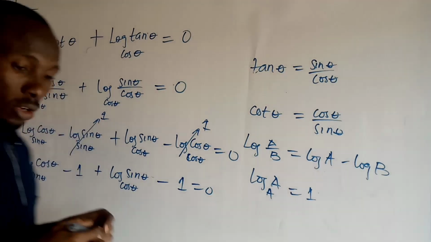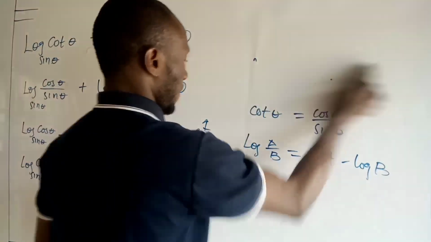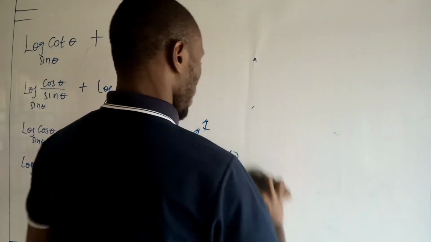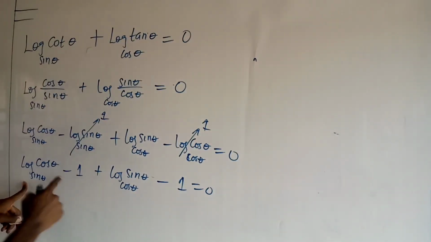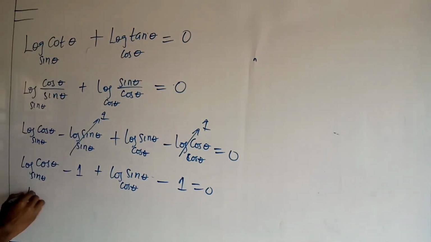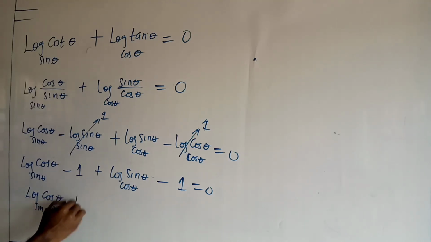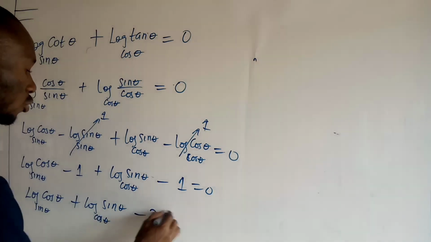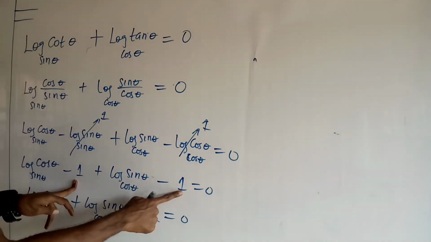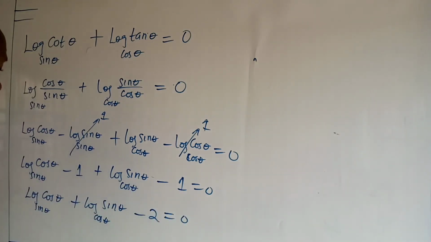Okay, so let me take off these from here. Alright, now I want to do something from this point. So here is going to become log cos theta base sine theta plus log sine theta base cos theta minus 2 equal to 0. Taking the minus 1 together, we got minus 2 right here.